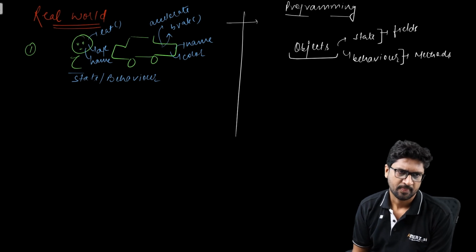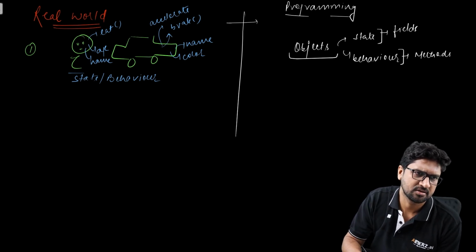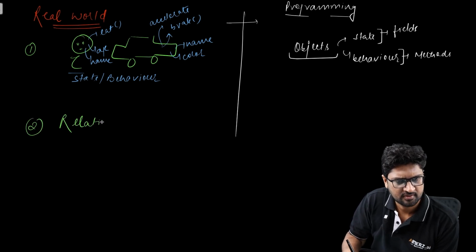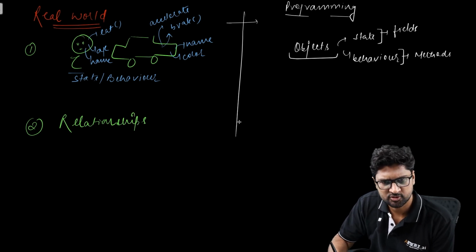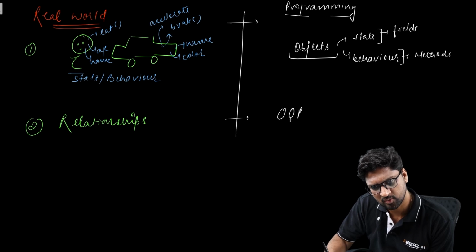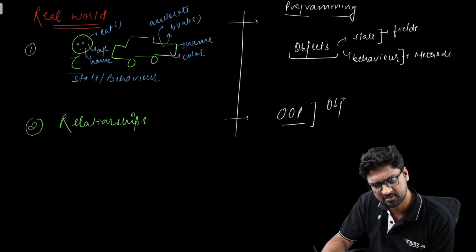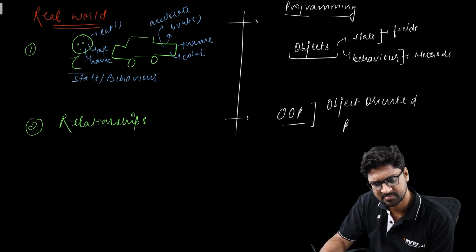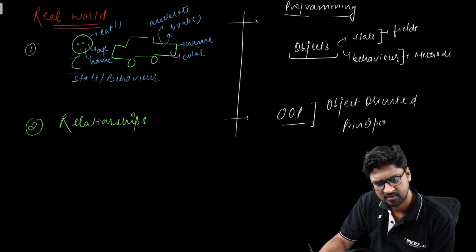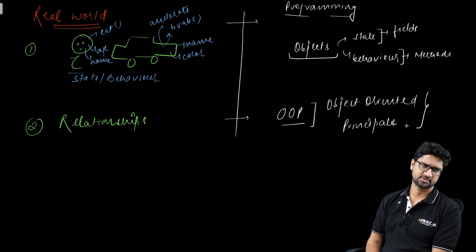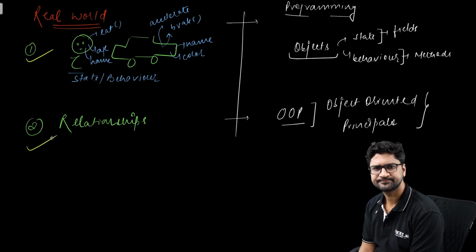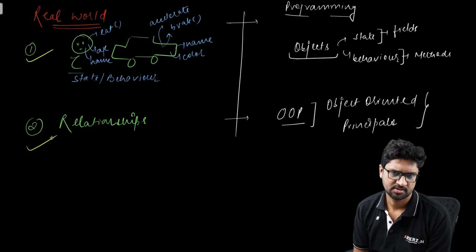That's number one. And the second challenge that you have is that in the real world, for doing anything, you have something called relationships. So in the world of programming, if you have to solve it, it has to be represented in the form of the OOPS, object-oriented principles. That's number one, and this is number two. Fair enough. I'm clear on this.